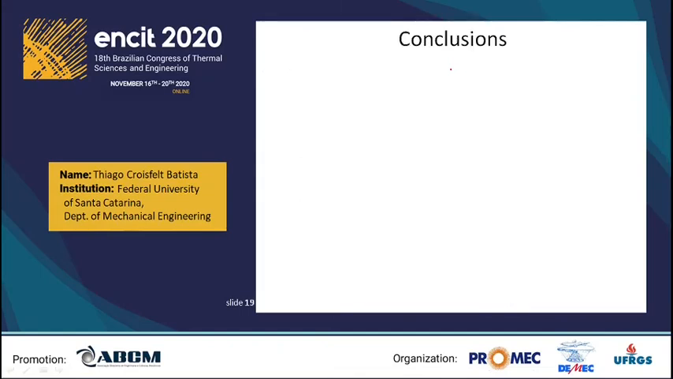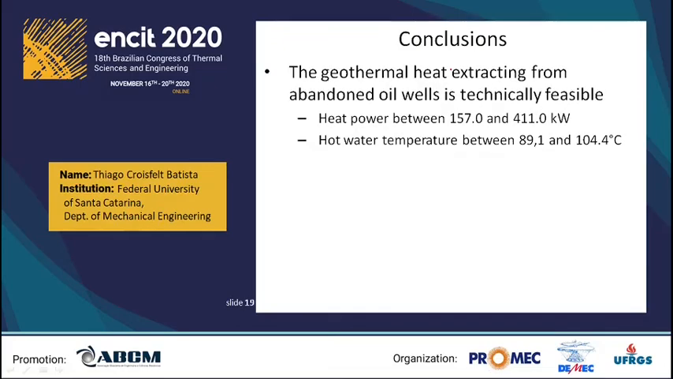So, to conclude, we can say that geothermal heat extraction from abandoned oil wells is technically feasible. For the present concept and case studies, heat power can range from 157 to 411 kilowatts, and the hot source temperature can be between 89 and 104 degrees Celsius.